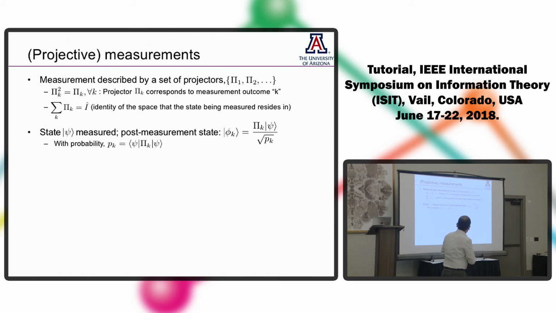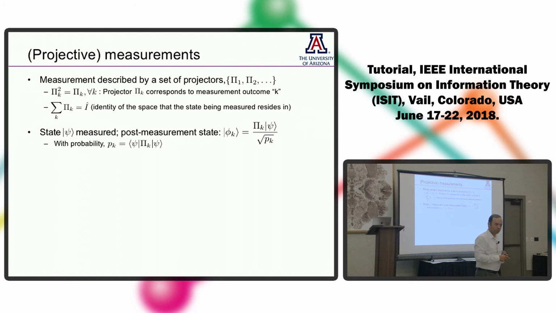When I make a projective measurement, if say I measure my state psi, then the post-measurement state is probabilistic. Every time I make a measurement on the state, my state collapses to one of these states, given by projecting the state being measured with Pi_k. This is the result that I get with probability p_k, where p_k is <psi|Pi_k|psi>, and this square root of p_k is just to renormalize the state back to being a unit norm vector.